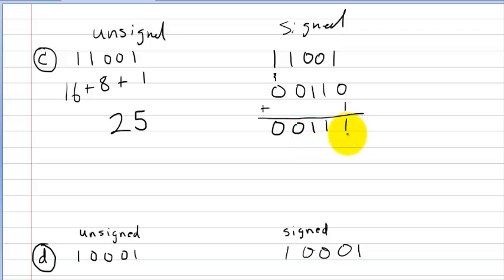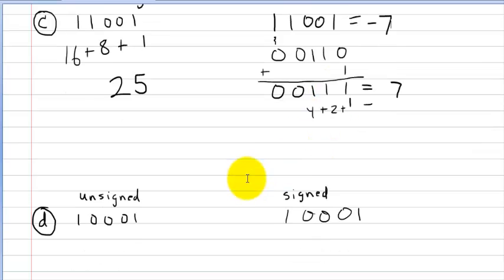And we know that this is going to be 1, 2, and 4. So this value right here is actually going to be equal to plus 7. But we know that the value we started with is a negative, so this value is actually going to be negative 7. Okay, so now let's continue on to part D.